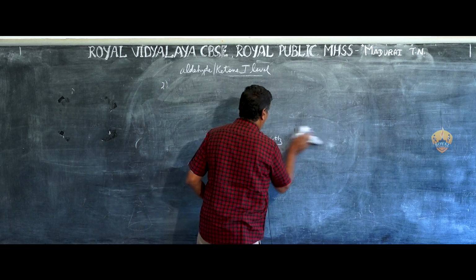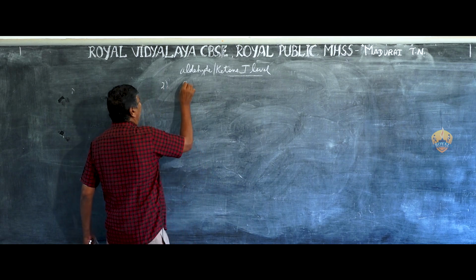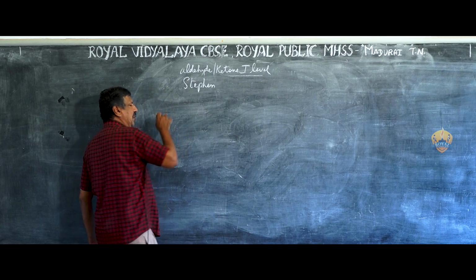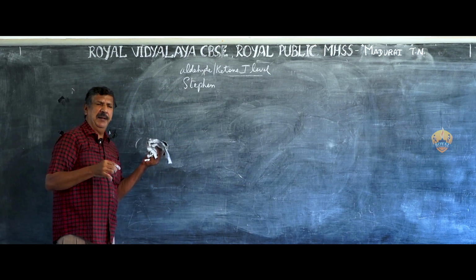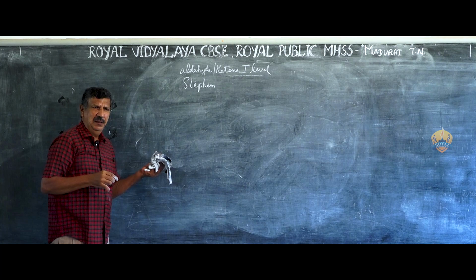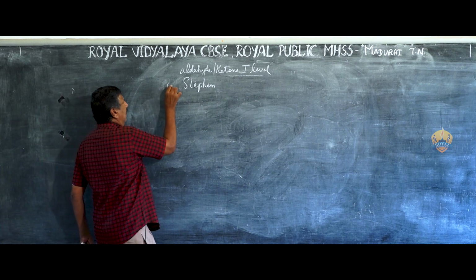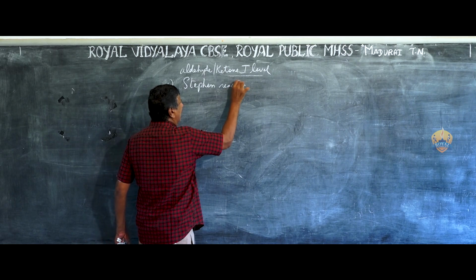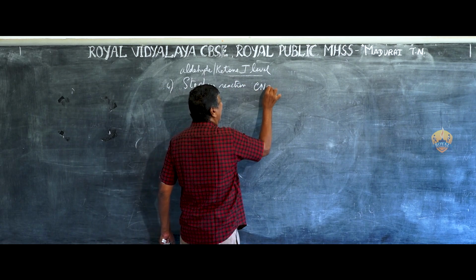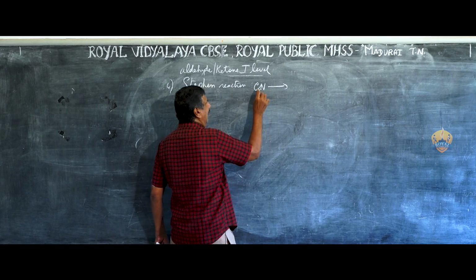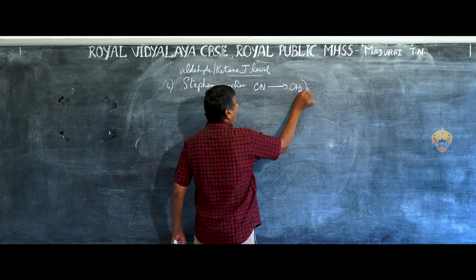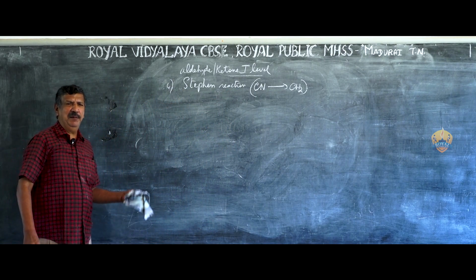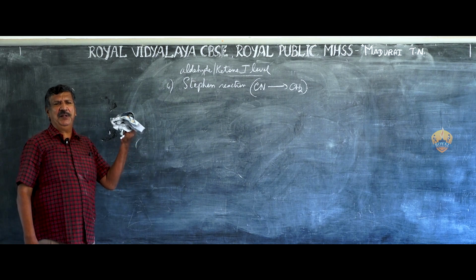Third one. Fourth one, Stephen reaction. First one, Rosenmund, Clemmensen, Wolff-Kishner. Now we are going for the Stephen reaction. What does Stephen do? He converts CN into CH2. First you see the basic concept. Then only you should go for the reaction.